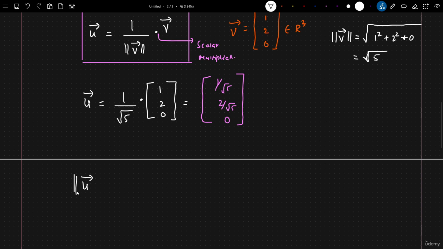Now, in order to calculate the magnitude of the u vector, which is also denoted as the unit vector, we will go ahead and verify whether this formula holds or not. Again, I should not be writing this u vector here itself.